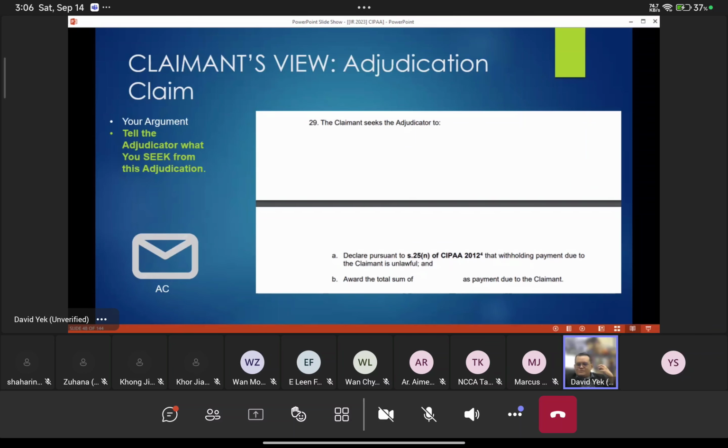Okay, and now you also have to inform your adjudicator, this is what we want. We want to be paid this X amount of money. Okay, what we want. So we want to claim back all the costs. So we tell the adjudicator, this is what we want. 1, 2, 3, 4, 5. Okay.